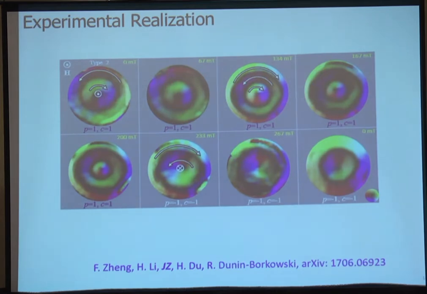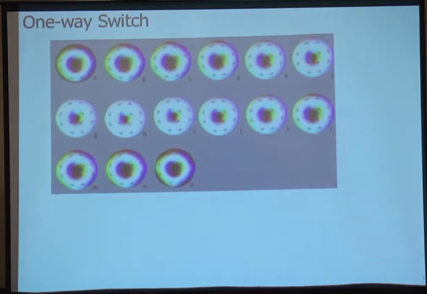But for the same material, the handedness is fixed. Once the polarization is switched, the in-plane rotation sense will be altered. So here the center skyrmion is rotating in that direction, and after the magnetic field is applied, it reverses its direction. So we are confident that the center polarization is also switched. But if we apply the magnetic field in the opposite direction, there will be no switch. So this switch is truly one way. We can only apply this magnetic field in the appropriate direction in order to enable the switch.